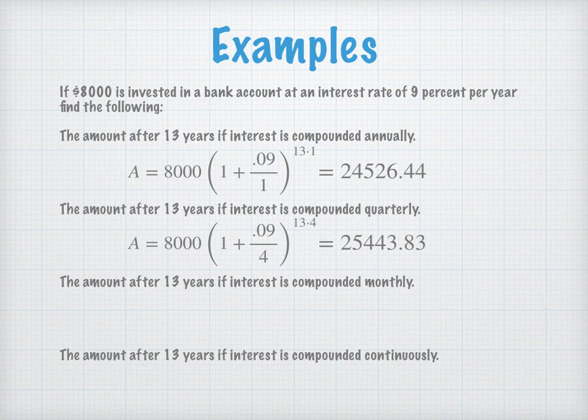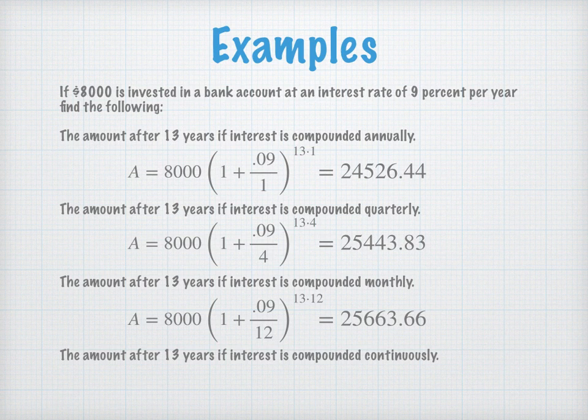Finally, compounding monthly, our value for n would be 12, so making the appropriate changes and entering it all into our calculator, we should get $25,663.66.